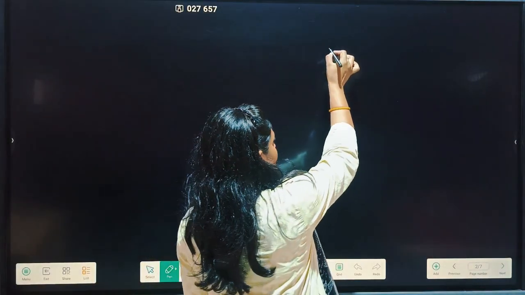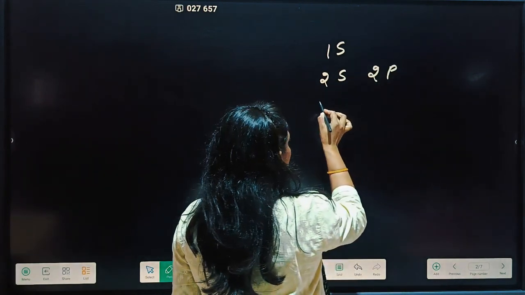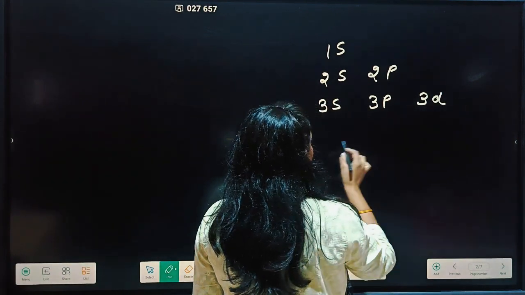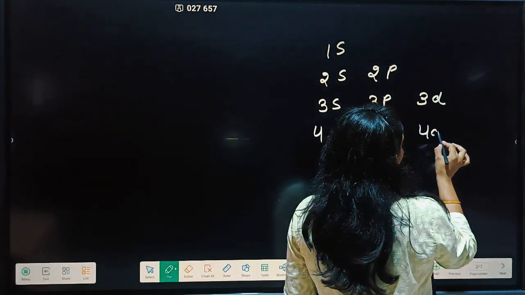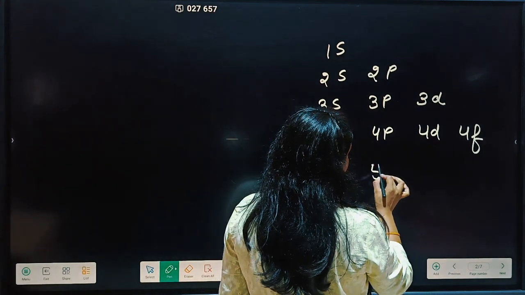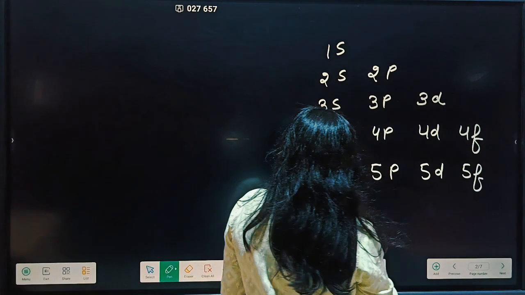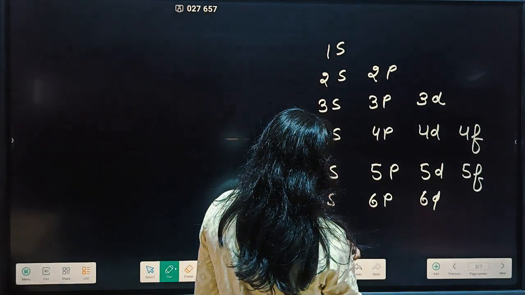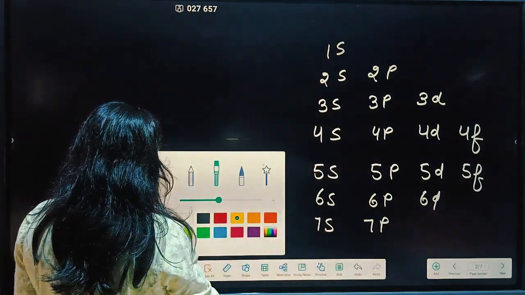Then students, simply you can fill in this way also: 1s, 2s, 2p, 3s, 3p, 3d, 3f does not exist, 4s, 4p, 4d, 4f, 5s, 5p, 5d, 5f, 6s, 6p. In this way you can do. So you will fill electrons in this order.